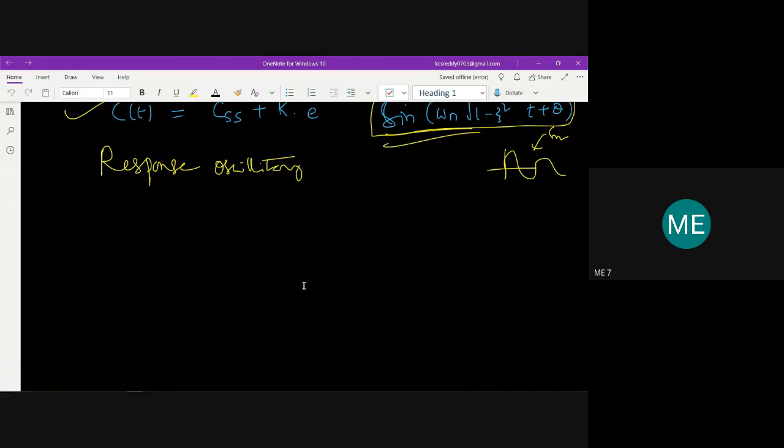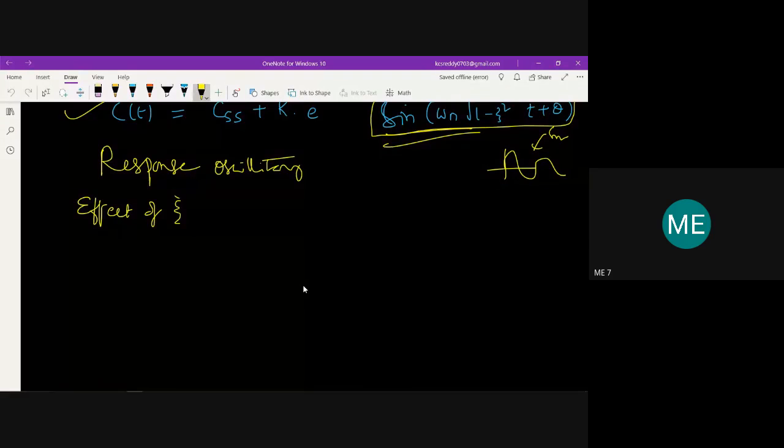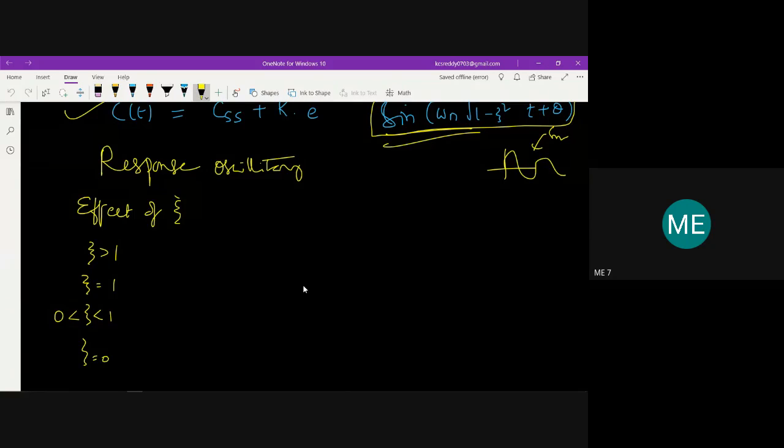So yesterday we discussed the effect of zeta on the second order system's performance. We discussed zeta greater than 1, zeta equal to 1, and zeta between 0 and 1. And today we discuss zeta equal to 0. So these are the 4 cases which we have, and each case we have discussed here.